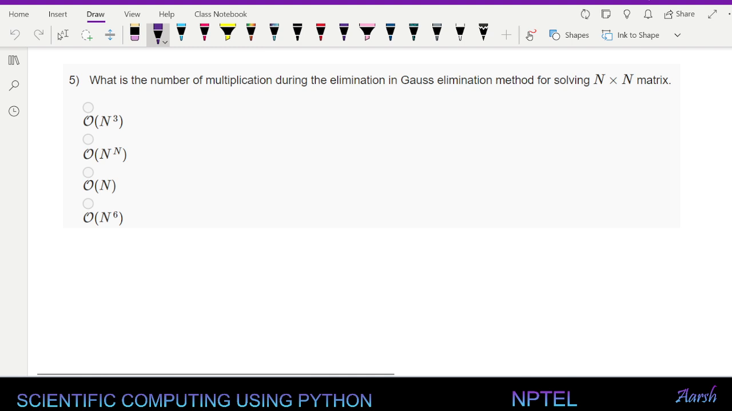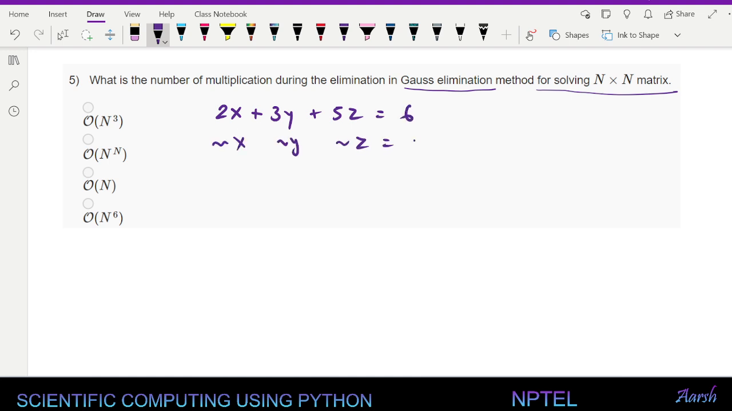Okay. Now let's do this one. What is the number of multiplications required during the elimination in Gauss elimination for solving an n cross n matrix? I had even forgotten what Gauss elimination was. It's not really that difficult. You have some equation like 2x plus 3y plus 5z is equal to 6, then something x, something y, something z is equal to something else, then again a third equation, something else x, some y, some z is equal to something else, and you want to solve it.